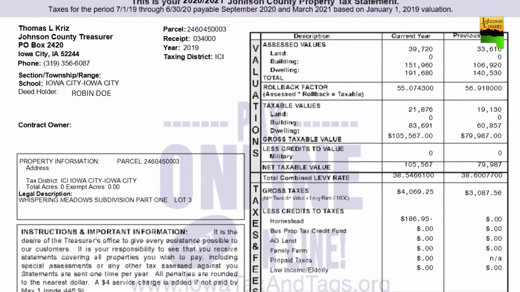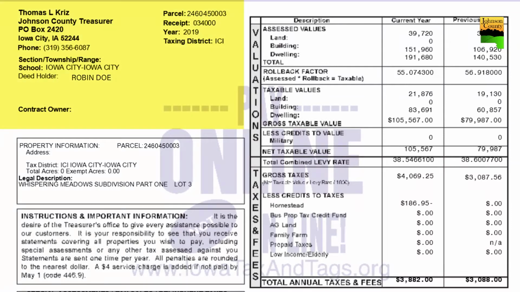Next is the ownership information section. This section indicates who the deed holder is according to county records, the parcel that is being paid, the tax year being paid, and the taxing district. After that is the property location and a condensed legal description. Although an address is listed on the stub, that address is the preferred mailing address and is not necessarily the address associated with the property tax.